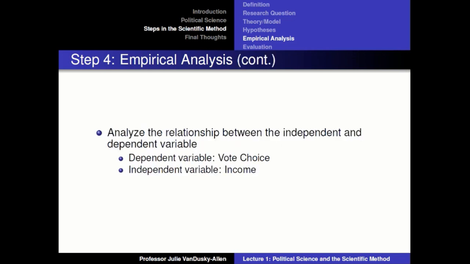Note that in large N data sets, we have to collect data both on our dependent and independent variables. Recall the hypothesis from the example in the previous slides was, as a voter's income increases, he is more likely to vote for a Republican than a Democrat. If we were to collect data to provide support for this hypothesis, or fail to provide support for this hypothesis, we would have to collect data on voters' vote choices and their incomes. We could use survey data to collect this information.